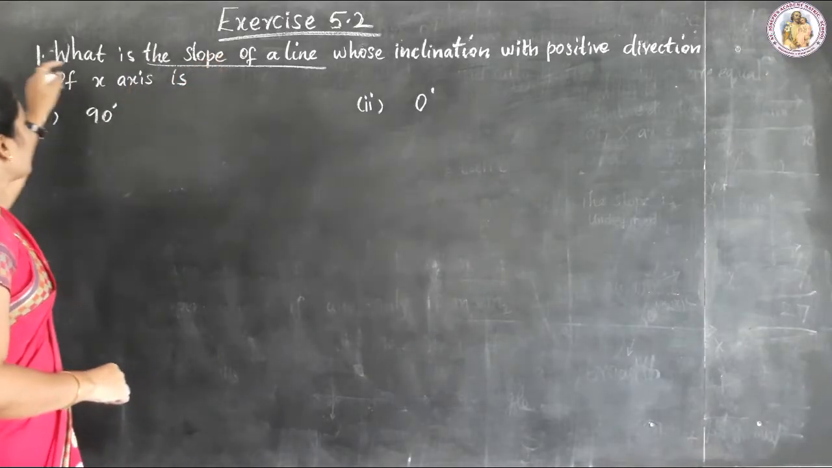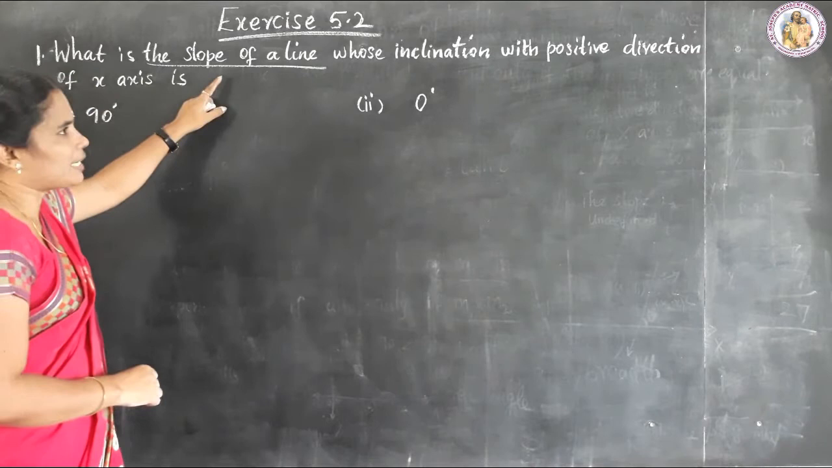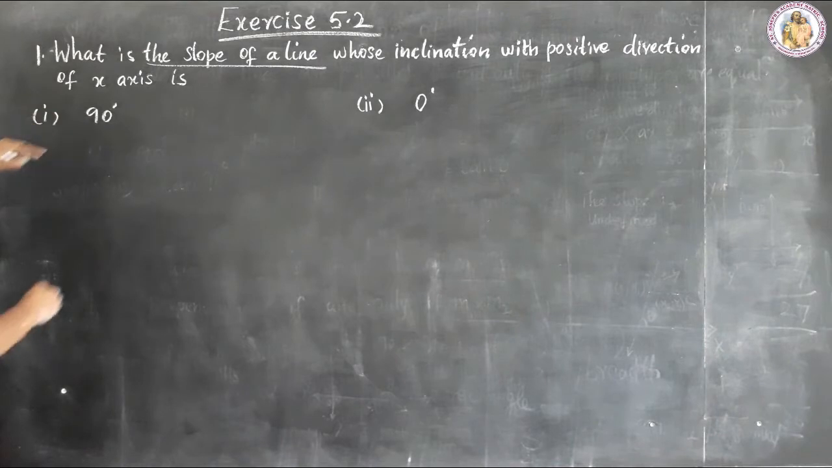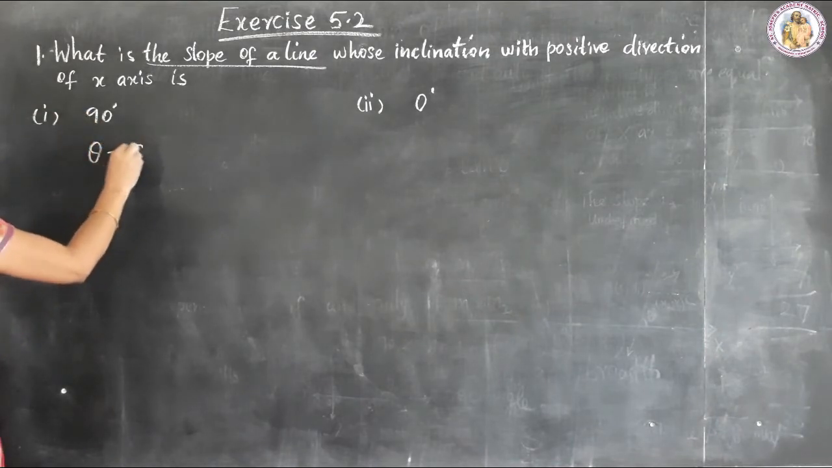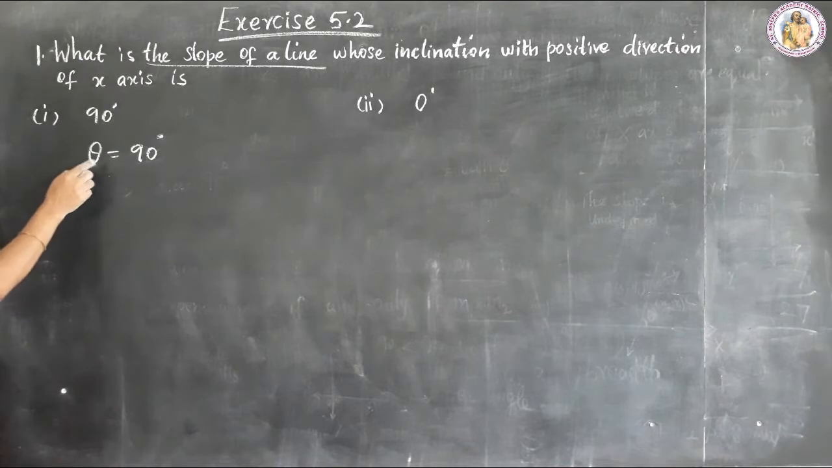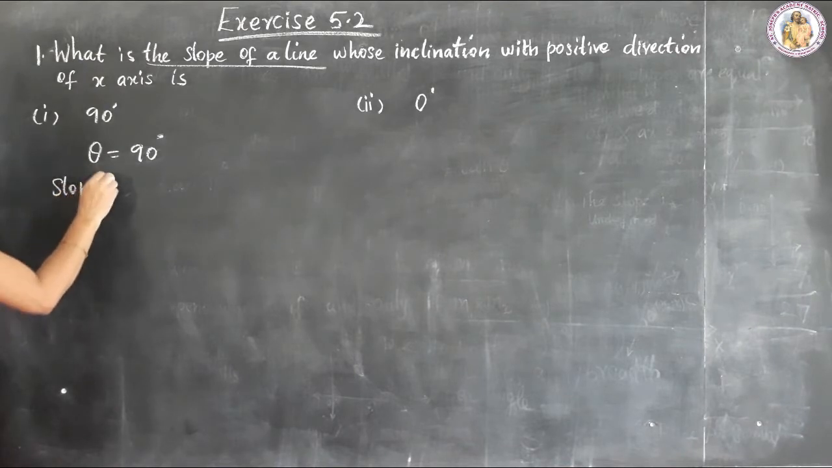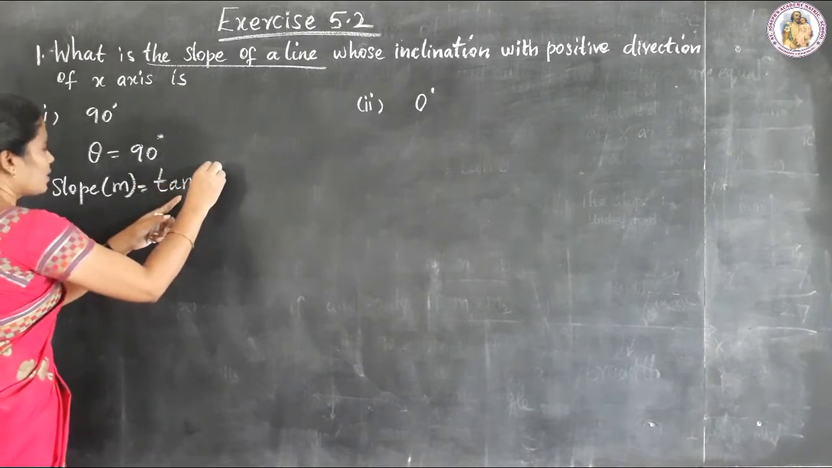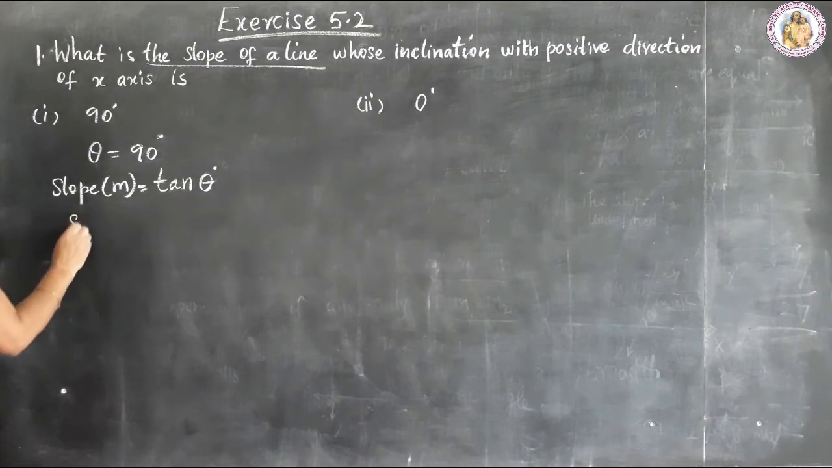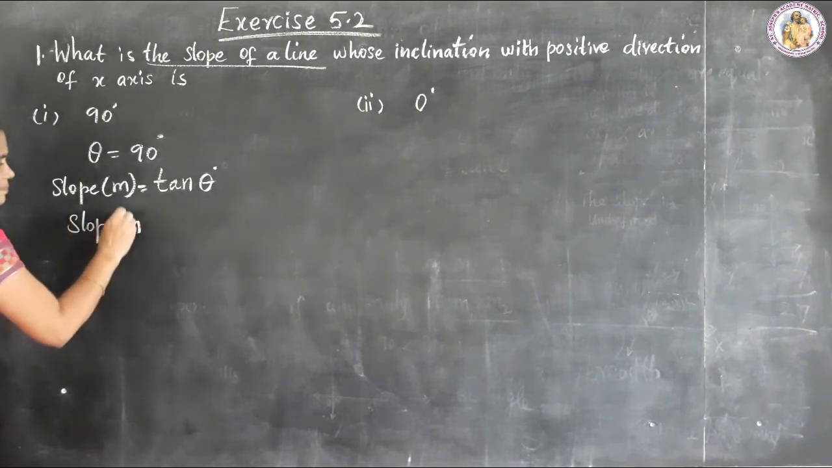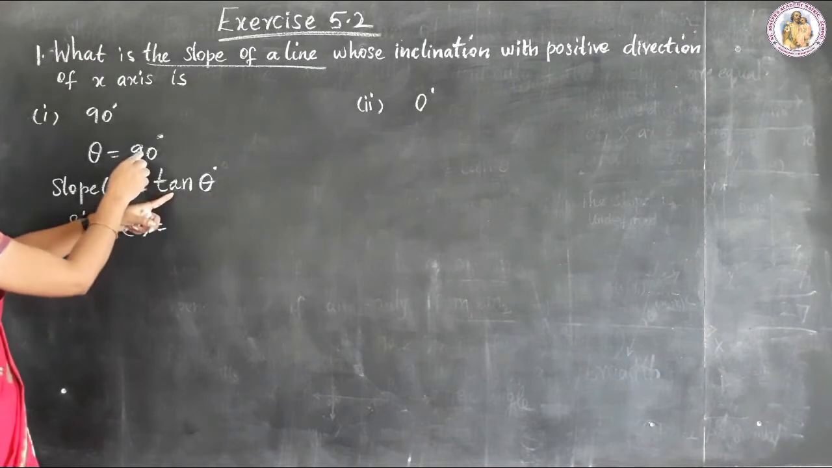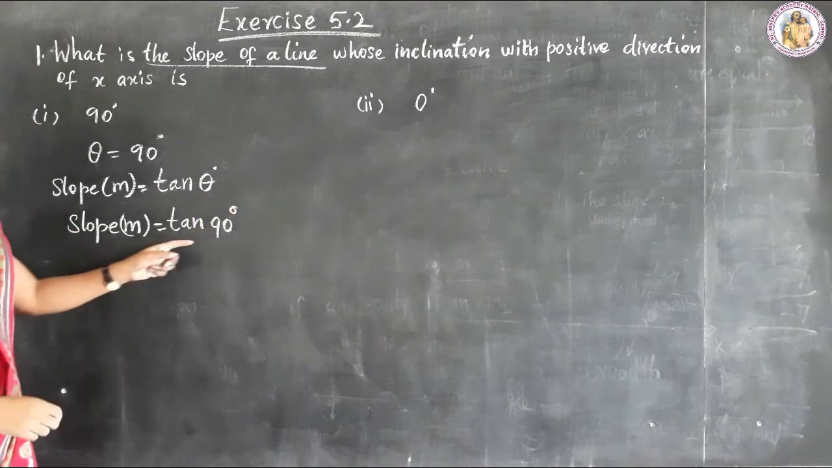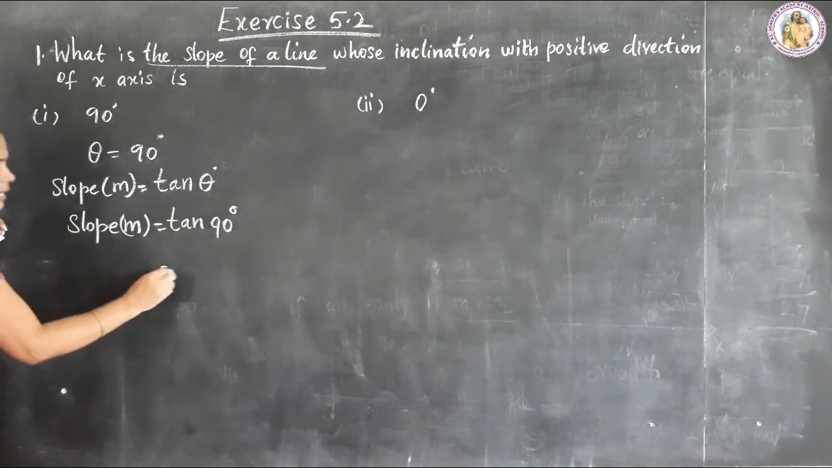Exercise 5.2. Question number 1. What is the slope of a line whose inclination with the positive direction of the x-axis is, sub-question 1, 90 degree. Take theta is equal to 90 degree. In the next step, slope m is equal to tan theta. So tan of 90 degree. So slope m, tan 90 degree, is undefined.